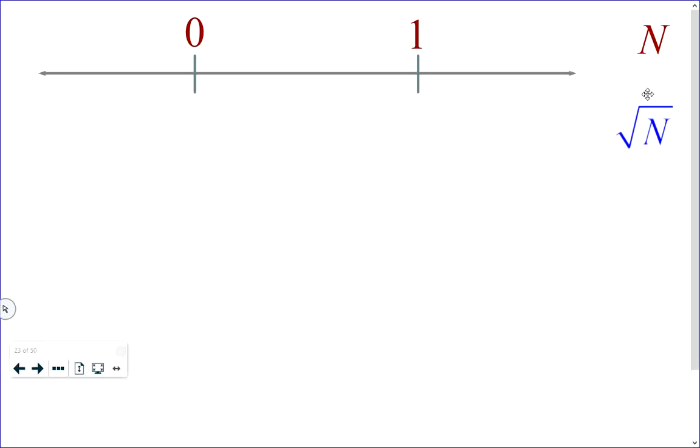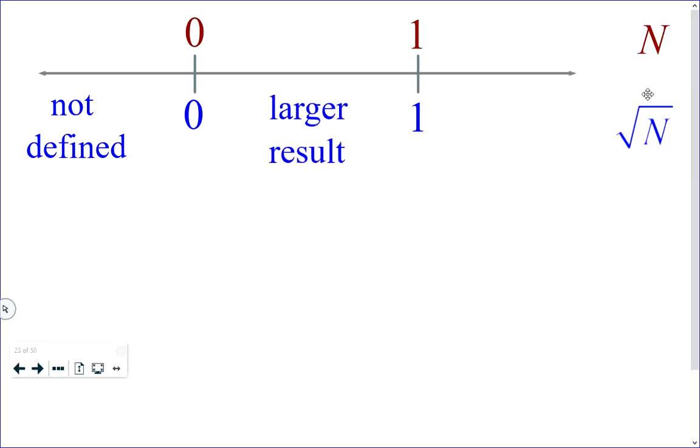Thank you. And the bottom that I'm going to put in blue is going to be the square root of the number up top. So what do we know? We know that any numbers over here are not defined as square roots. We know that if you take the square root of 0, you're going to get 0. If you take the square root of 1, you're going to get 1. You get a larger result in here, and you get a smaller result in here. And this will be important for when we sketch graphs of the square roots of functions.